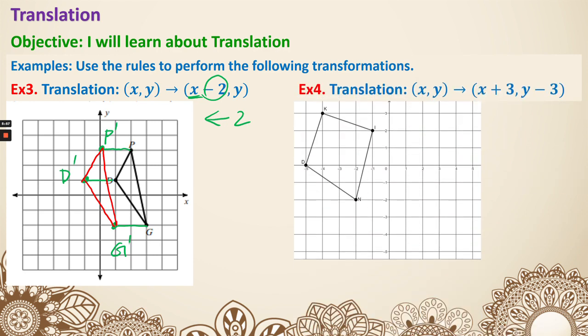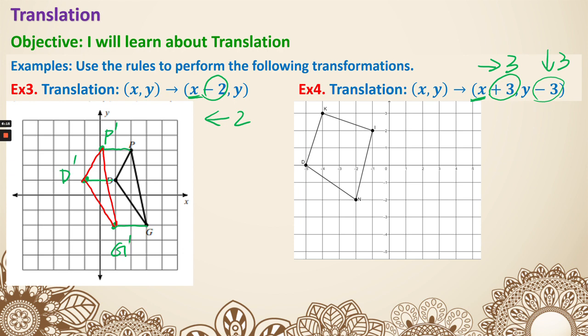Example 4. This time, x is being added with a 3, so that's on the horizontal. Add is going to be to the right by 3. And the y is subtracting 3, which means it's going down by 3. And now, let's perform the translation.